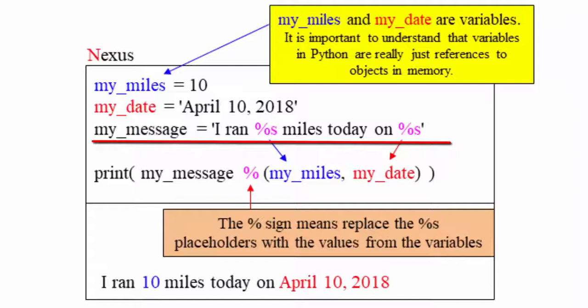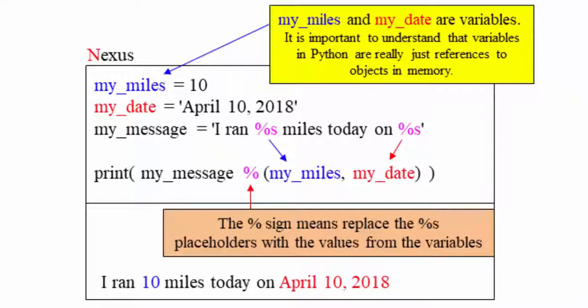Now percent %s means I'm going to substitute something right here. So I have one substitution already marked down that Python knows about. So I ran %s miles today on another %s, which now my message is going to be expecting 2 substitutions. That's what the S stands for. I'm going to substitute. Now watch what happens when I print my message.